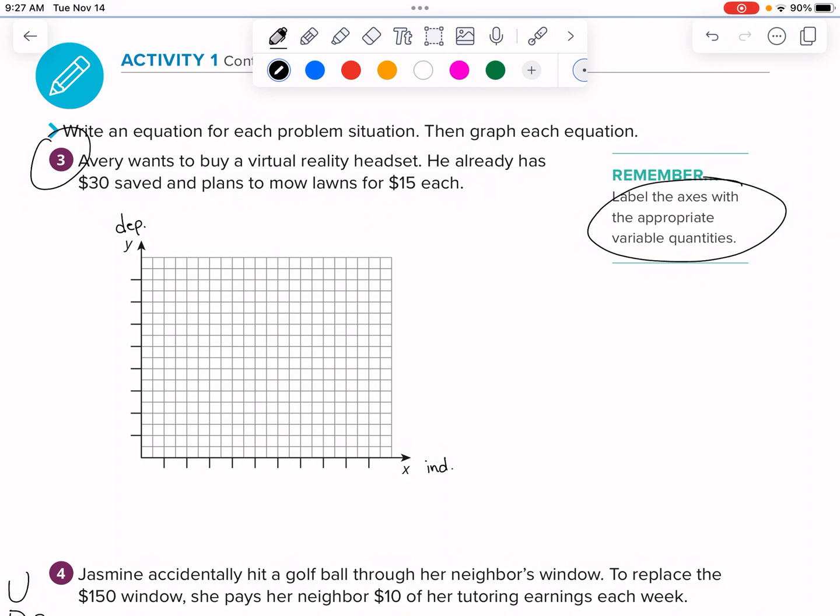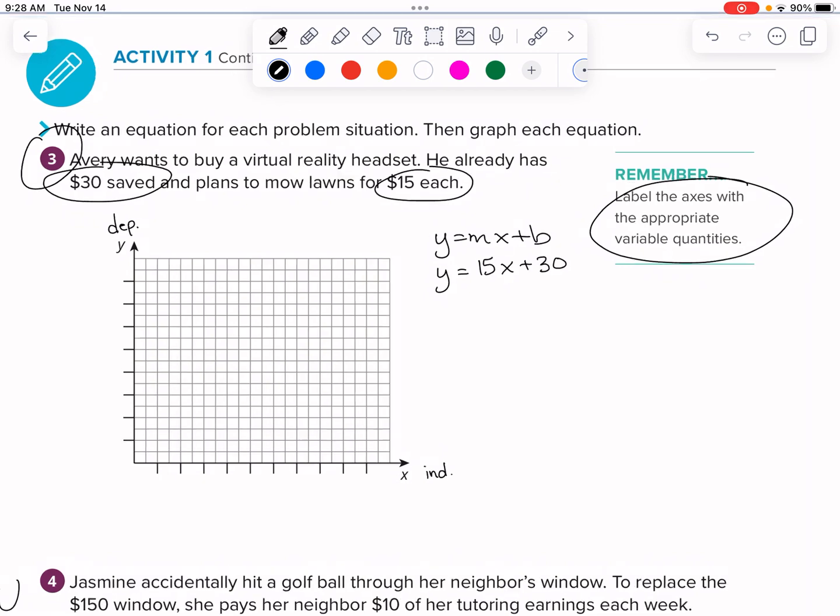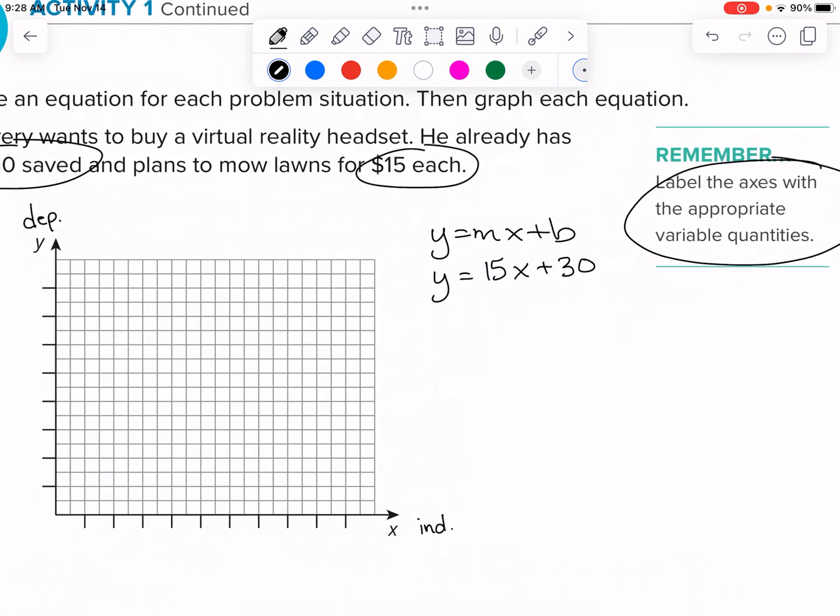So with this, it says Avery wants to buy a virtual reality headset. He already has $30 saved and plans to mow lawns for $15 each to accumulate more money, right? So y equals mx plus b. We're going to get how much we increase is going to be $15 every lawn mowed. And where we begin is we already have $30 saved. So this is the equation that we need.